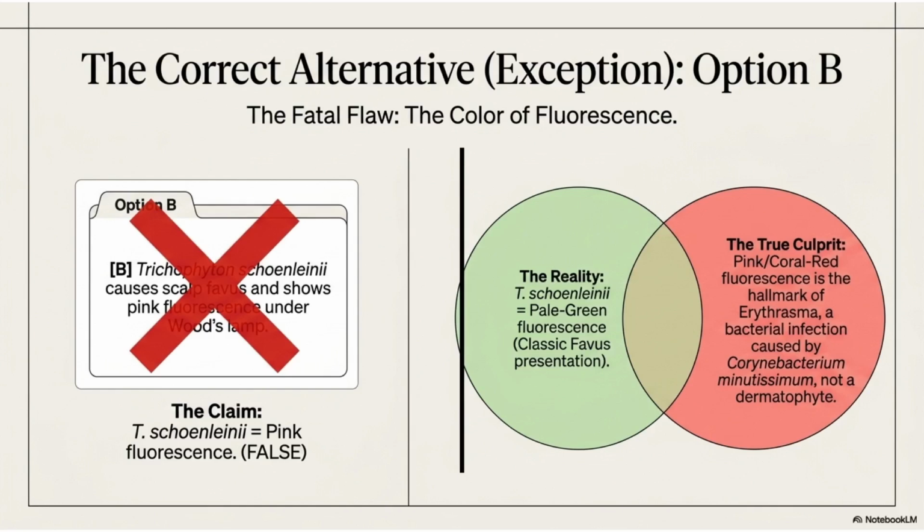And S stands for sujeira, Portuguese for filth, which serves as the olfactory trigger to remember the musty mouse nest odor. F green, A schoenleinii, V not red, U scutula cups, S mouse nest smell. That completely dismantles any board question about FAVUS. Let's finish the review with the definitive Wood's lamp cheat sheet.